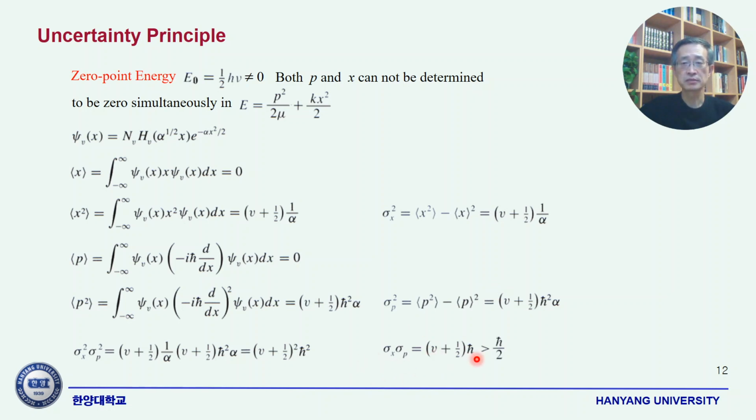So that is this value, this times that square root, and then the smallest value of this is, usually we use n equals 0, which is 1/2 h bar. That's the smallest value. So sigma x times sigma p is equal to or greater than h bar over 2. That is what the Heisenberg uncertainty principle dictates in this case.